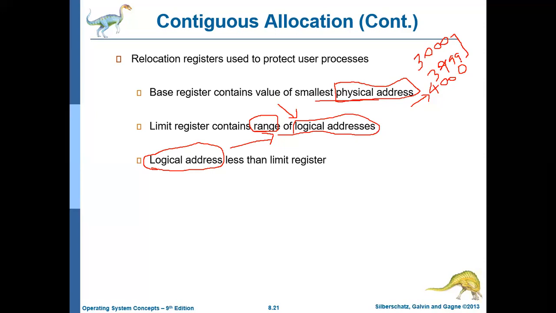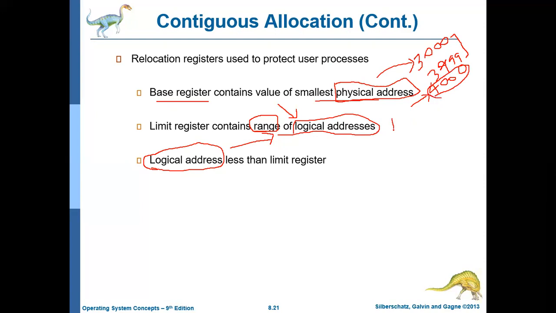Now, what will be stored in the base register? The base register will contain the smallest physical address. What's the smallest physical address? That is 3000. Whereas the limit register will contain the range. Range is nothing but length. So what is the maximum locations it can access? 3000 to 3999. So that is 3000 to 4000, excluding 4000.